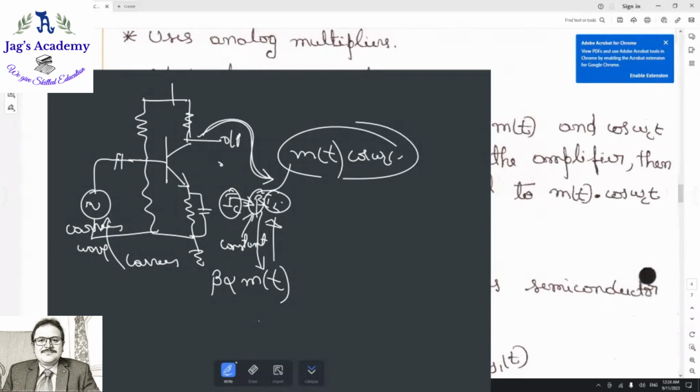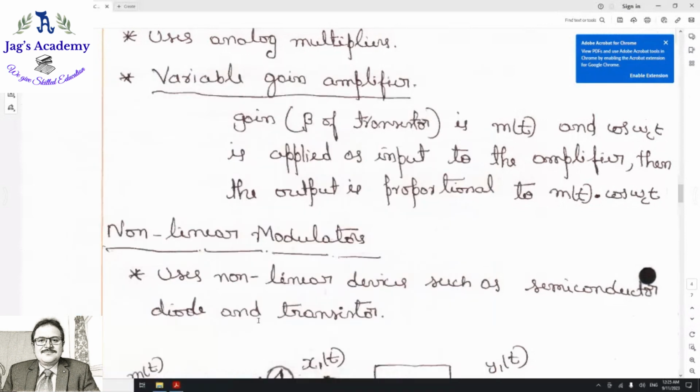Then what is this, tell me? This is your DSB-SC waveform, yes or no? This is your DSB-SC wave. We can use a variable gain amplifier to generate your double sideband suppressed carrier EM wave. Right, this is the theory behind it, okay? That's what I am trying to tell you about this, okay?